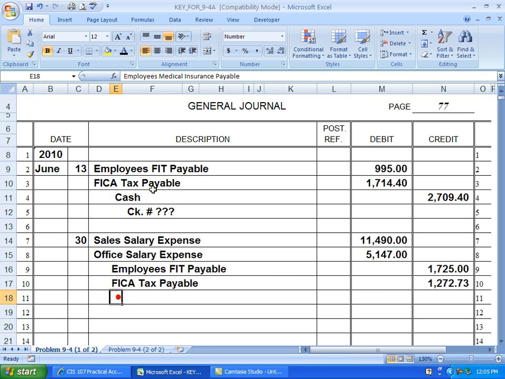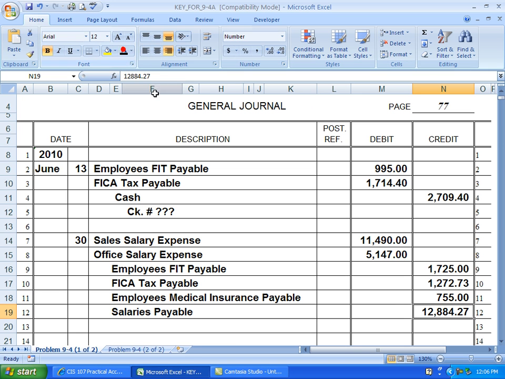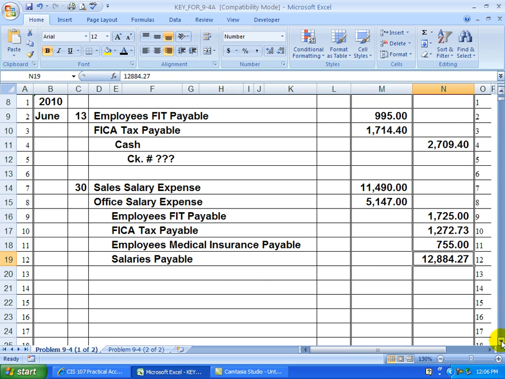And the employee's payment toward their medical insurance, they tell us, is $755. The total deductions are $3,752.73. So the take-home pay for these folks is going to be the gross minus all the deductions, and so they're going to take home $12,884.27. Okay, going on to the next one.